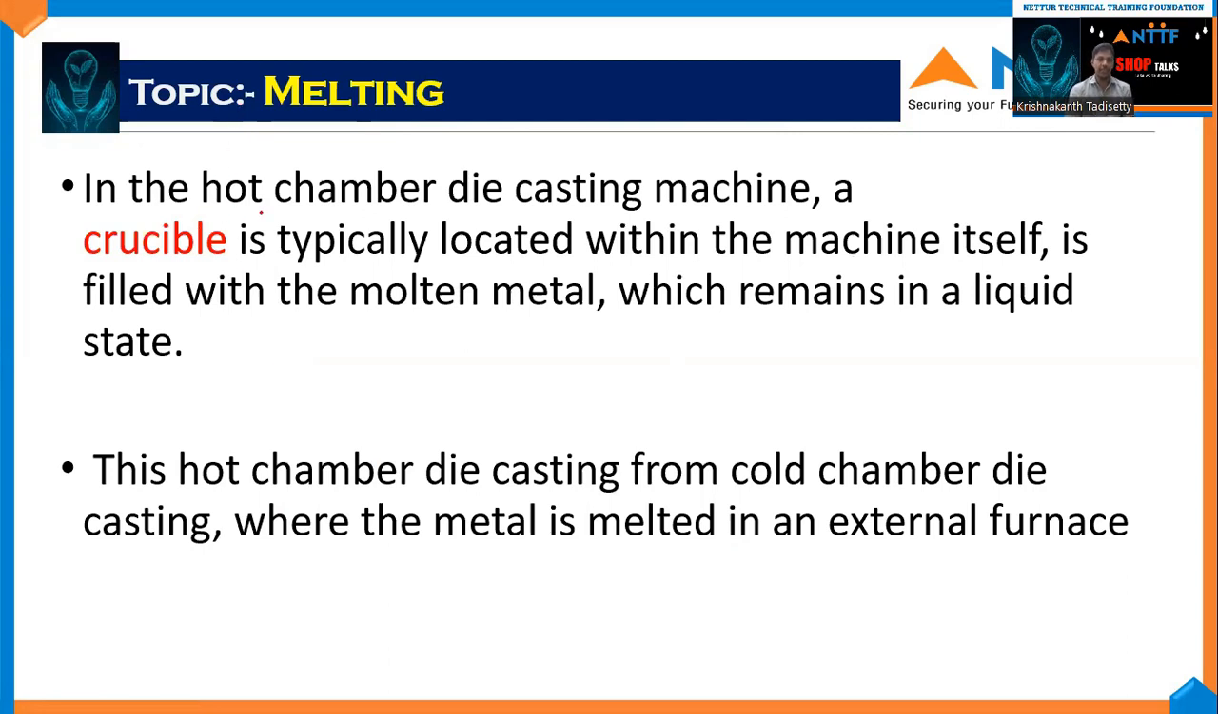In the hot chamber die casting machine, a crucible is typically located within the machine itself. What is a crucible? For better understanding, let us move to the cold chamber process. In the cold chamber process, the screw type injection is similar to this crucible. The crucible maintains the molten metal in a liquid state by maintaining a certain temperature. This crucible is holding a molten material like zinc, tin, or lead, or any low melting point alloys.